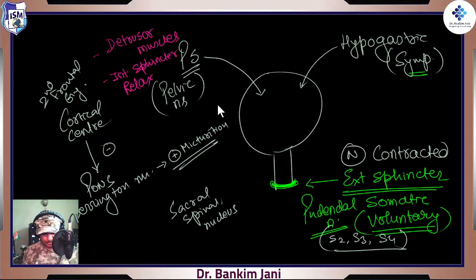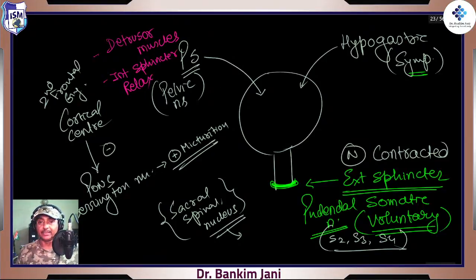When these higher centers are not involved, why they should not be involved? Maybe some spinal injury. In that case, this sacral spinal nucleus takes over, and that leads to all sorts of neurogenic bladders. We'll see that, but this is in a nutshell. Now let's see it in slightly more detail.